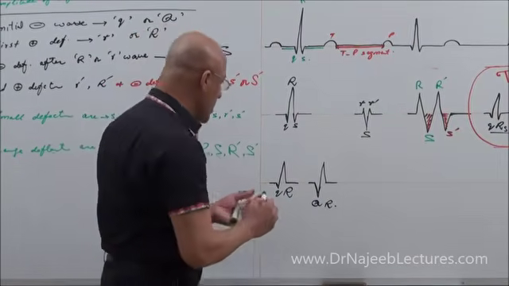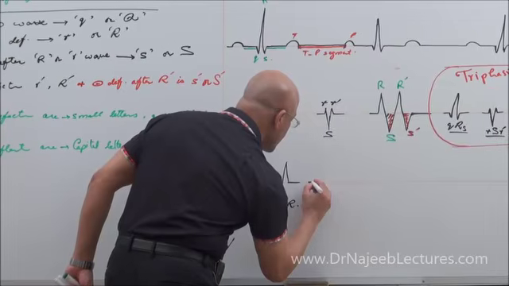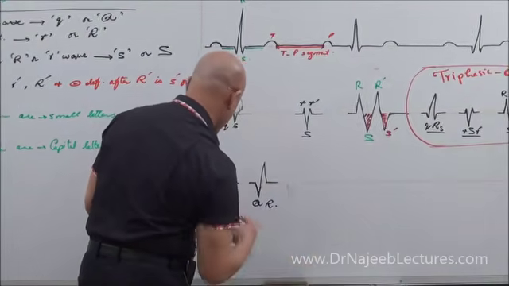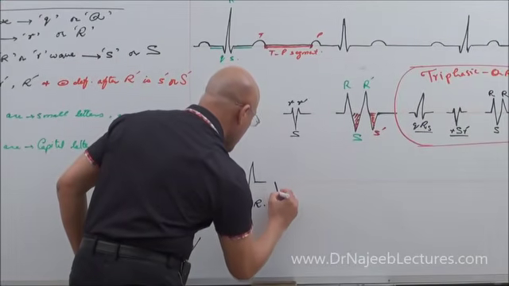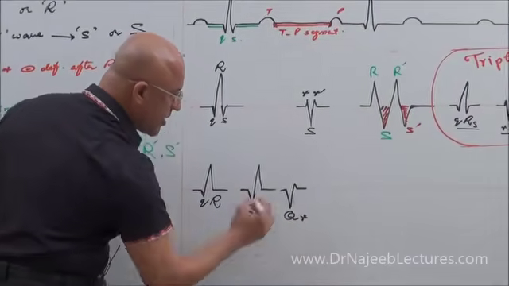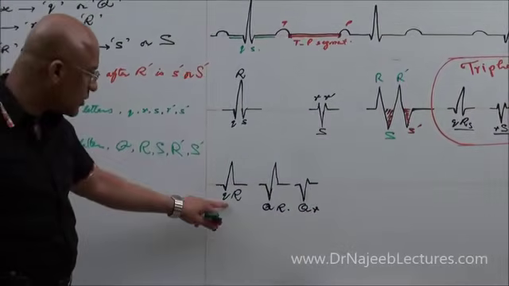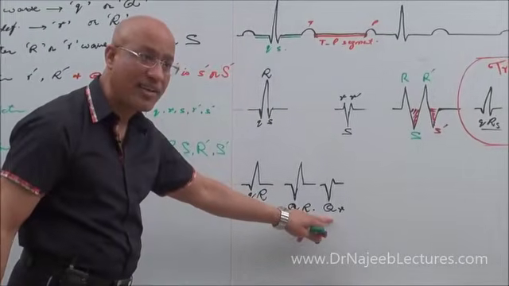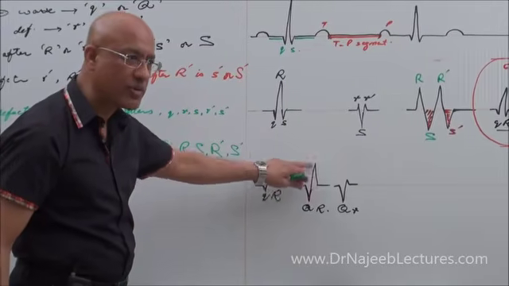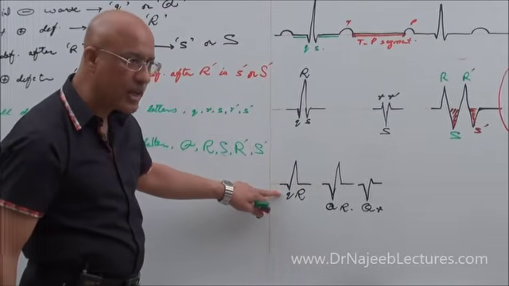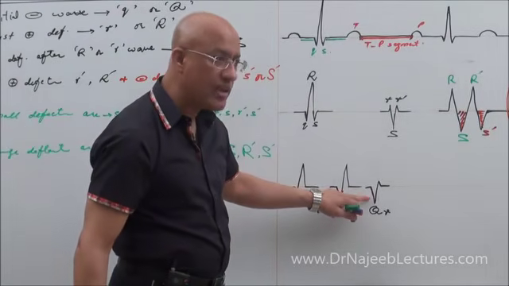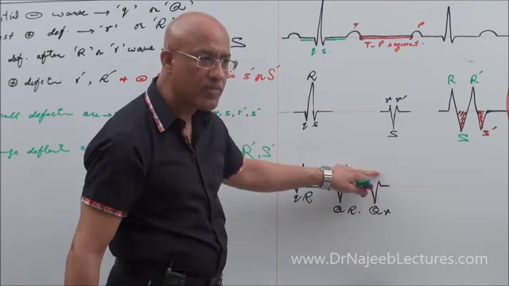Is that right? Now we come to another arrangement. What is this? Q and R. Now all of them are QR. This is QR, that is QR, that is also QR. But here both of them are large. Both deflections, negative and positive, are large. Here the initial negative is small and the first positive is large. Here the initial negative is large and the first positive is small.